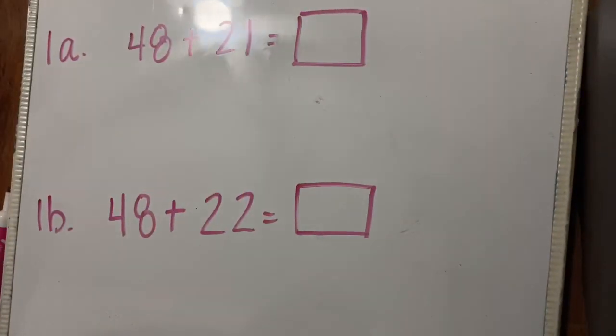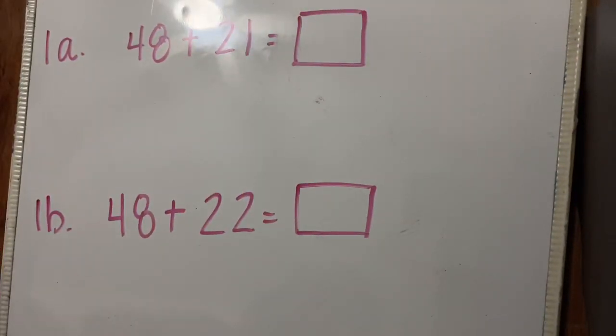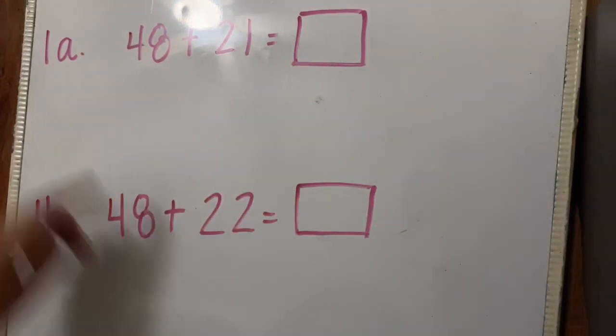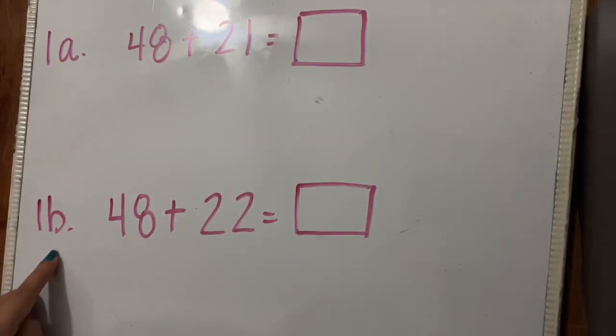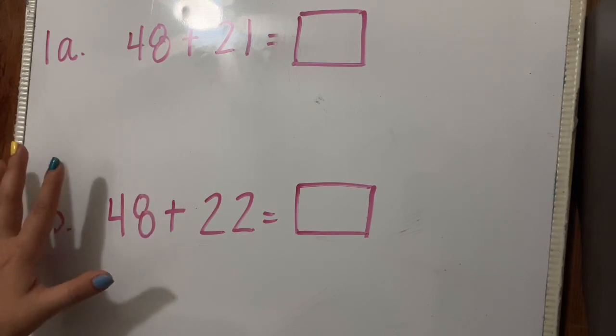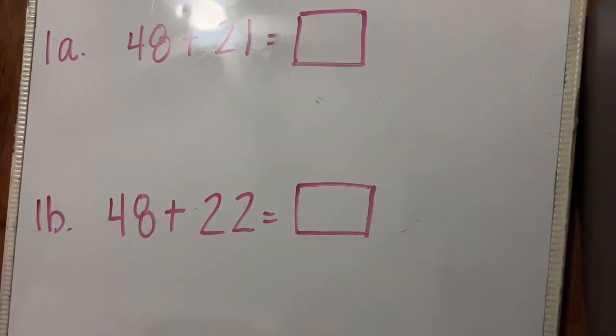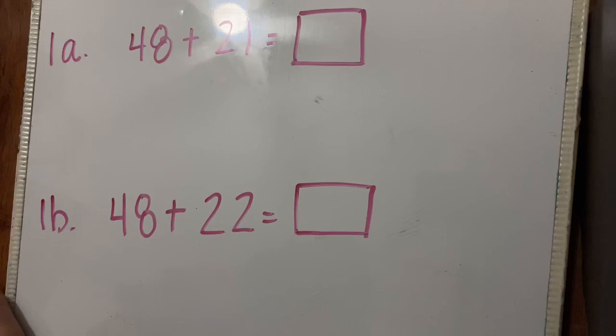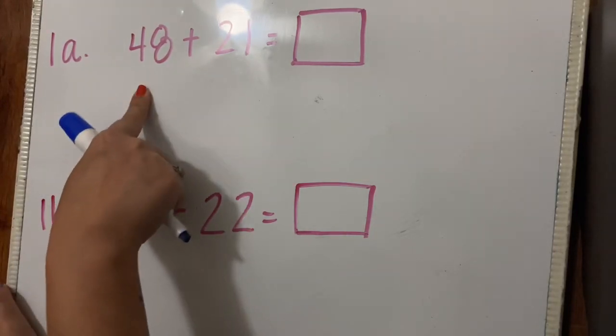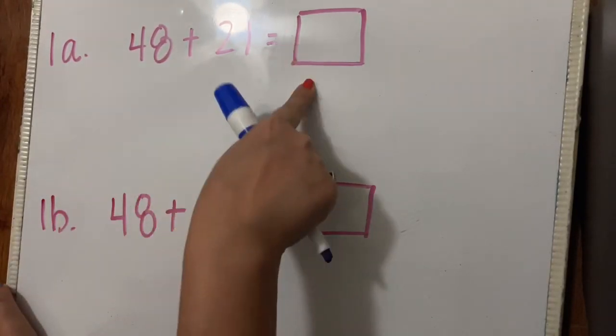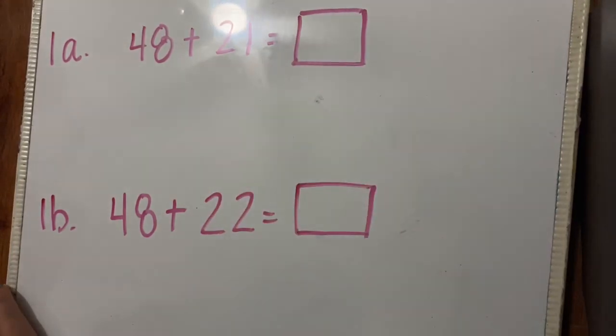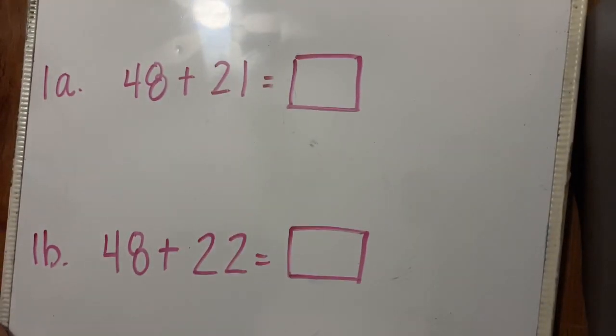Okay, we're going to go ahead and get started on our problem set. I'm going to do the first two examples. I have 1A and 1B here on my whiteboard. And then y'all are going to be responsible for the last 6 on that page, okay? So my first question says 48 plus 21 equals my mystery number. Remember that we're going to break apart the smaller number.